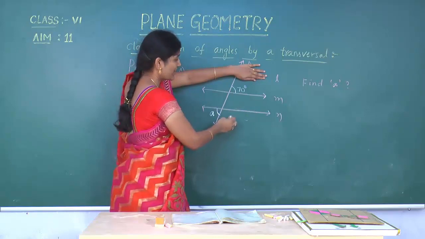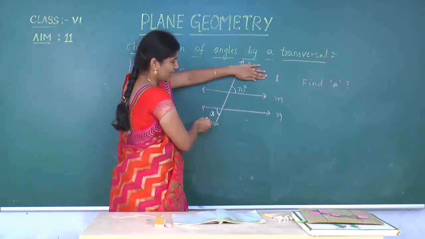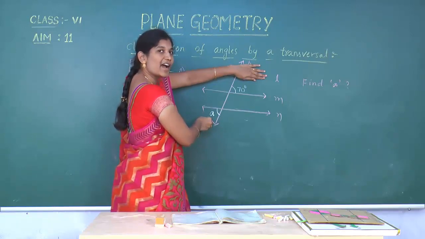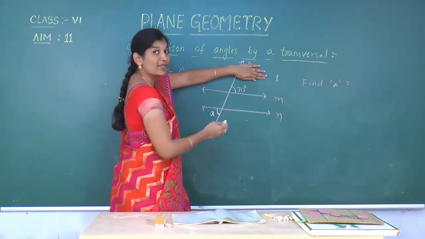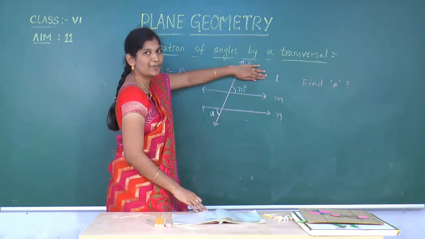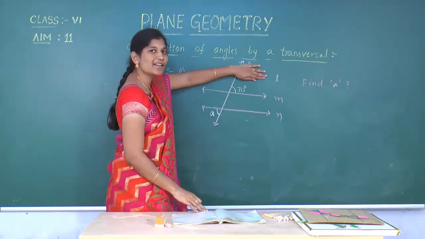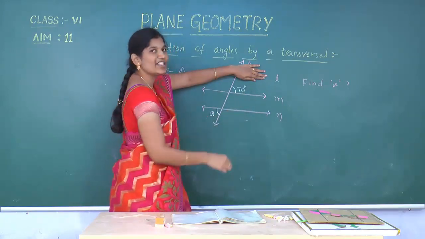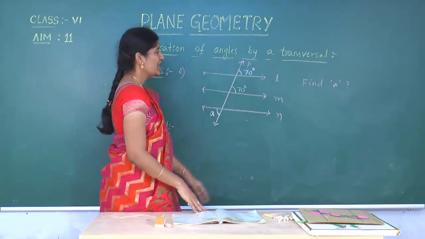Now remove this one and observe these 2. If you observe this one, 70 degrees and A are called alternate exterior angles, and we know if the 2 lines are parallel, alternate exterior angles are equal. So we can say A is equal to 70 degrees.